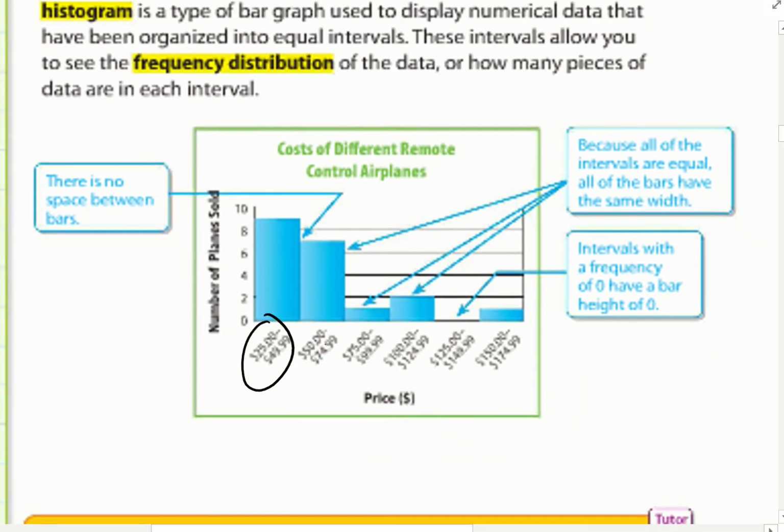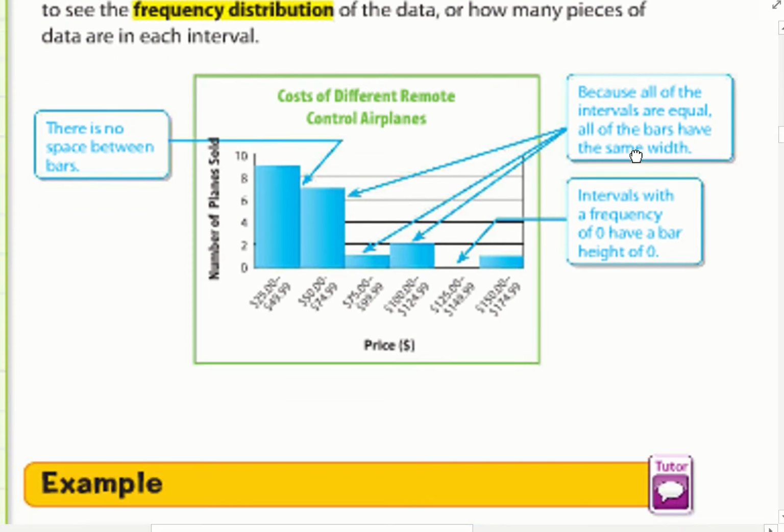So if you notice, the intervals are all equal. They're constant. They're $24.99 apiece. The difference has to be like that for each interval. That's for all histograms. They have to be constant. So 25 to 49.99, 50 to 74.99. That's all a difference of 24.99.